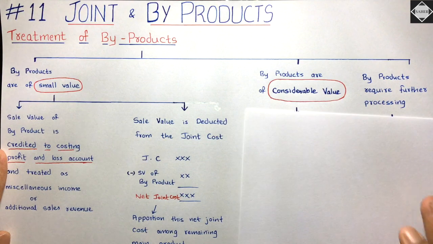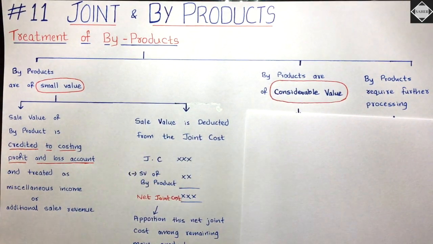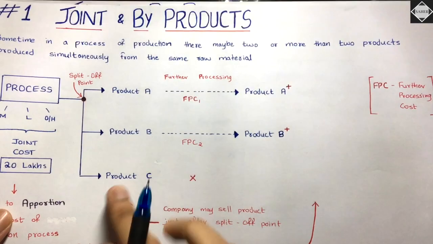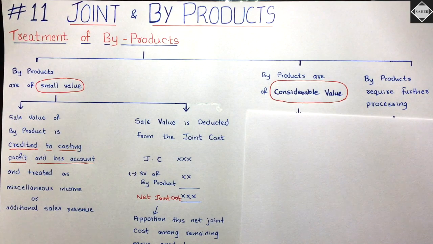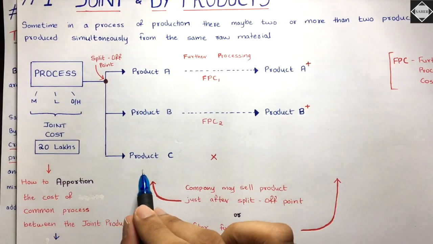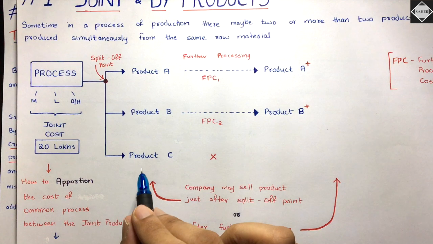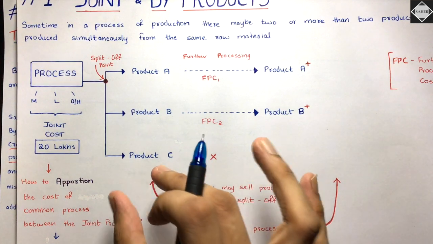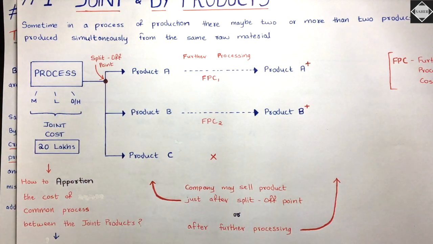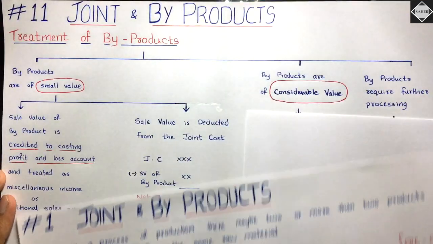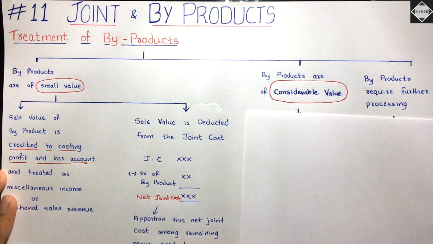And then the second option, if it is small value: the sale value of the byproduct at split off, you can deduct that from the joint cost. Let's say, for example, you got 10,000. This 10,000 you can deduct from the joint cost of 20 lakhs. 20 lakhs minus 10,000, how much will it be? 19 lakh 90,000, right? Then that 19 lakh 90,000 will be apportioned to the joint products.